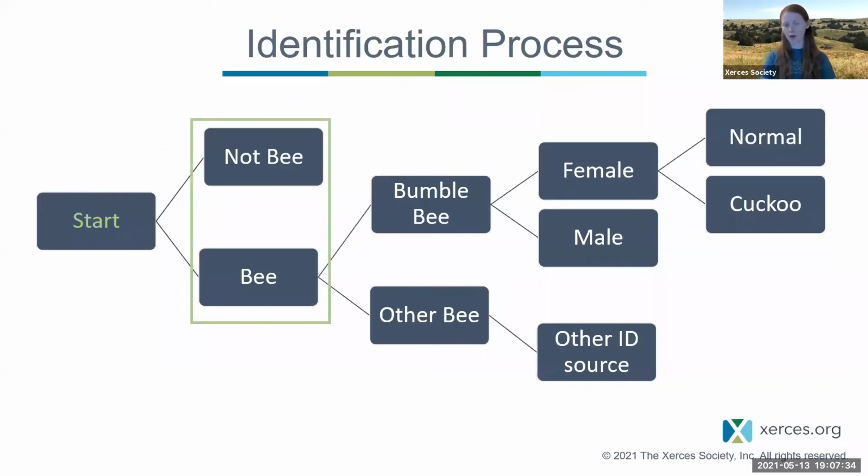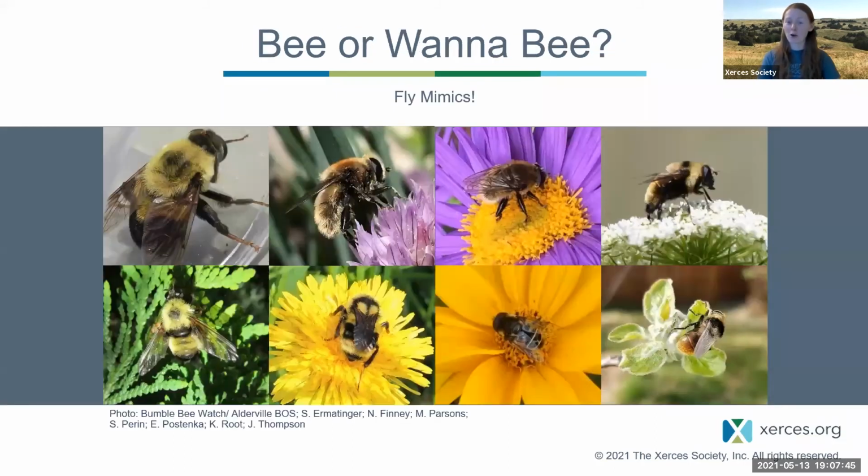So here's the process. It's sort of a map, if you think about it that way. When we have an insect, our first job is to figure out if it's a bee or not. And there are quite a few flies that mimic themselves to look like bees, right? Because it gives them a little bit more protection. If their predator thinks that they are a stinging insect, they might be less likely to get eaten. On this collage here, there's actually only one bee. And it's this one right here, little Bombus variabilis.